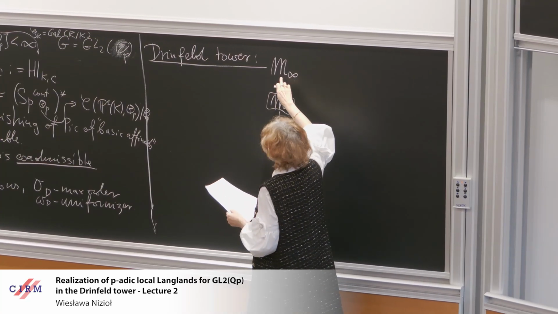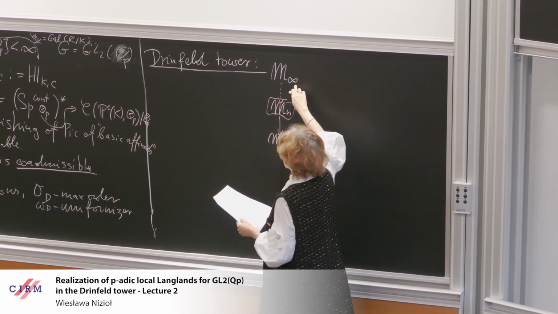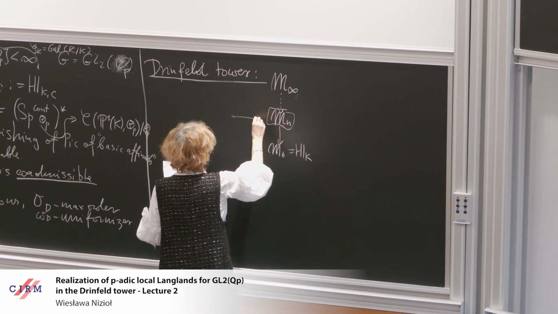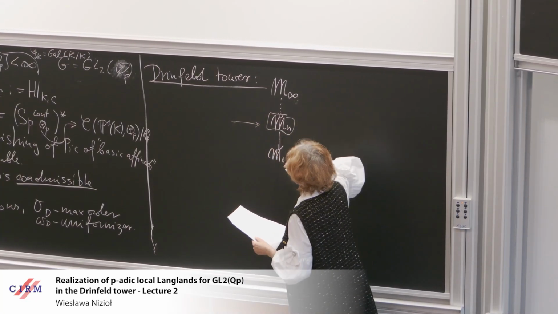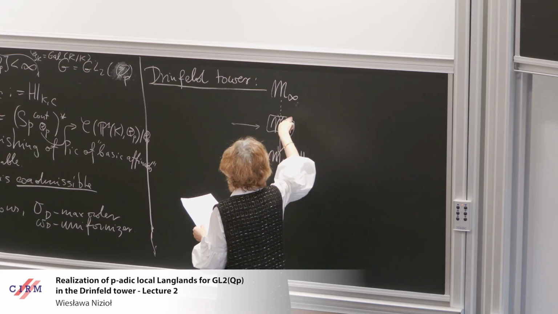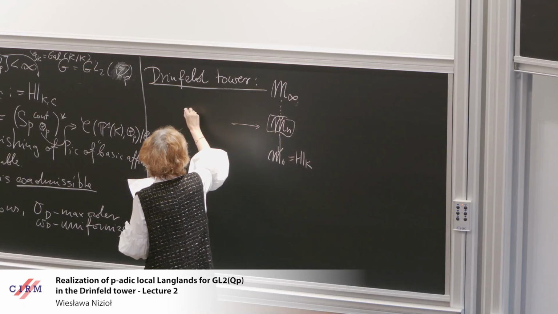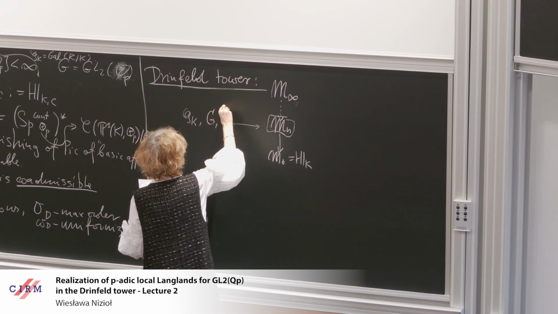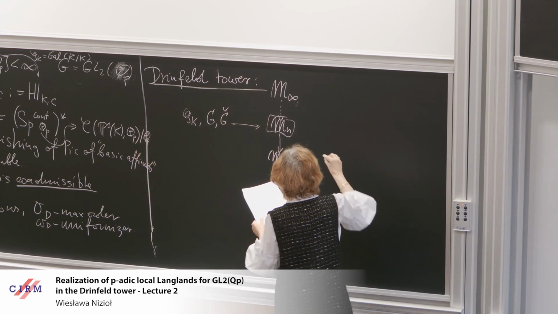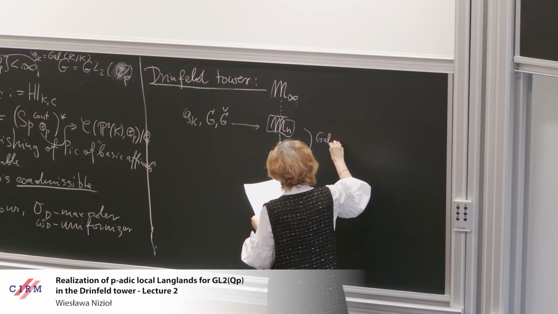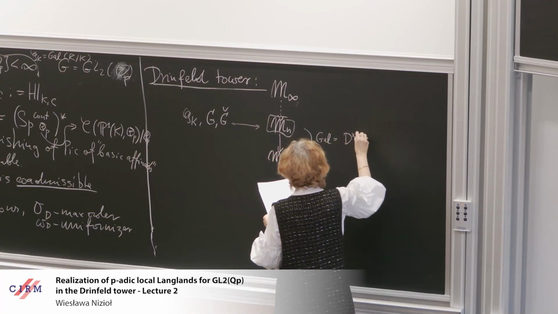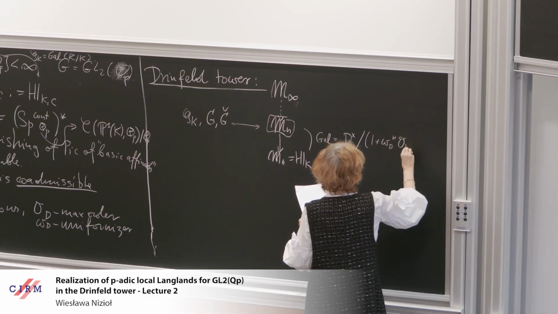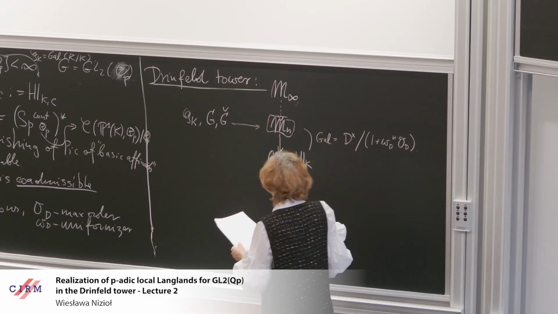When we are interested later on in the perfectoid version, I will put a hat here. Since I modified this well enough, I actually have a Galois action here. I have an action of G and G check, and the Galois group here is D star mod 1 plus T. So that's going to be my picture.